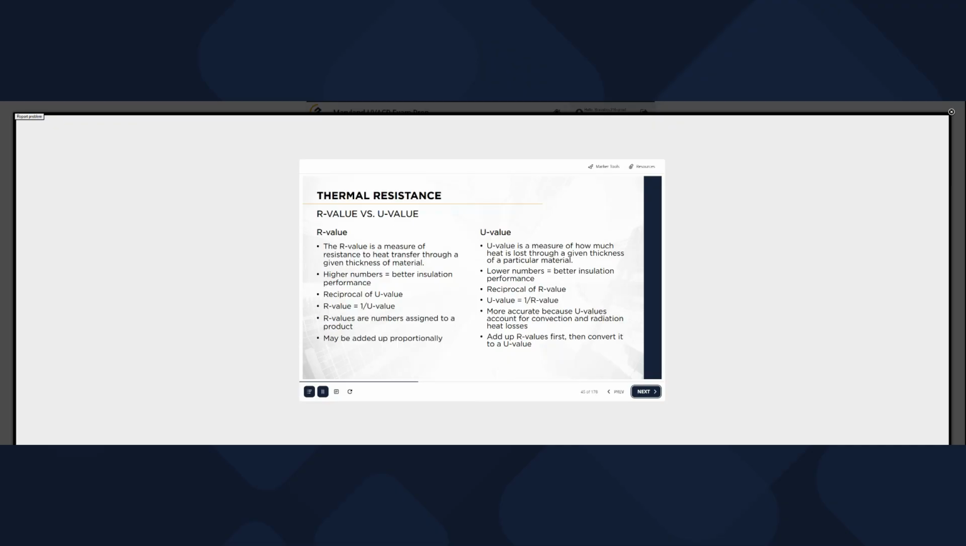U value. U value is a measure of how much heat is lost through a given thickness of a particular material. Lower numbers indicate better insulation performance. Reciprocal of R value. U value equals 1 divided by R value. More accurate because U values account for convection and radiation heat losses. Add up R values first, then convert it to a U value.